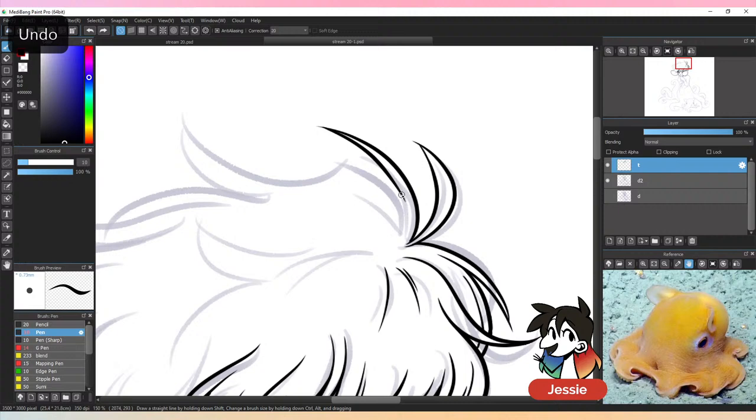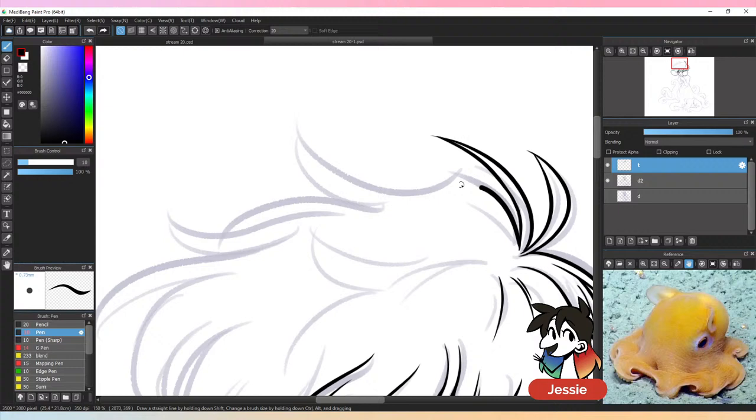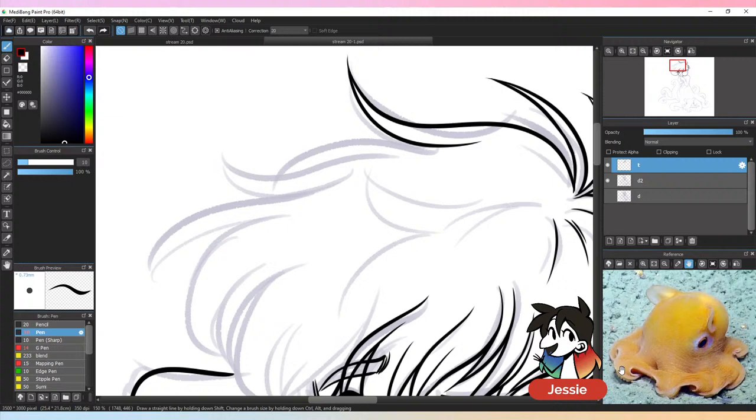There we go. Okay. Sorry, it's a lot of just lighting triangles right now because of the hair. I'm gonna have to draw these little suction cups too. That's gonna take forever. It's a good thing I gave myself some extra time.